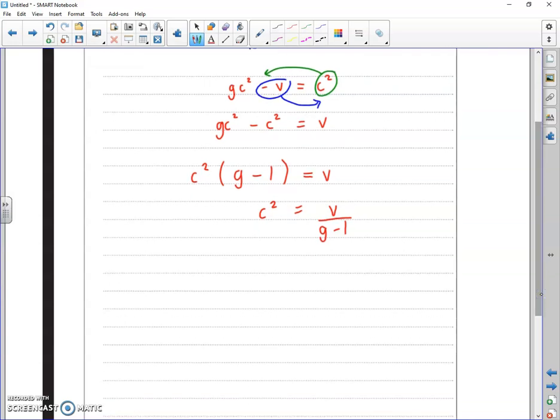And then we've got to square root that, because we want C, not C squared. So C equals the square root of V over G minus 1. That could be positive or negative. So if you want to be really fussy, you could put a plus or a minus in there to show that there's two square roots, one that's plus and one that's minus. But you don't need to. As long as you've got the square root V over G minus 1, you'll get the marks for that question.